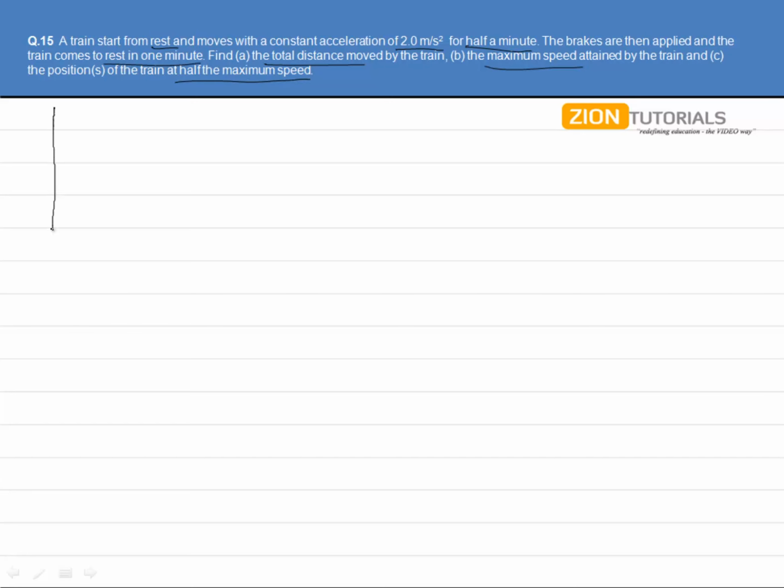So let us first draw the graph for this question, that is a VT plot, marking it as 1 and 2 seconds on the time axis. We know that till half a minute it is having an acceleration of 2 meters per second square. So here is a straight line. Till half, we are having the velocity as 1 over here, and in the next 1 minute it comes to rest. So somewhere here it comes to rest.